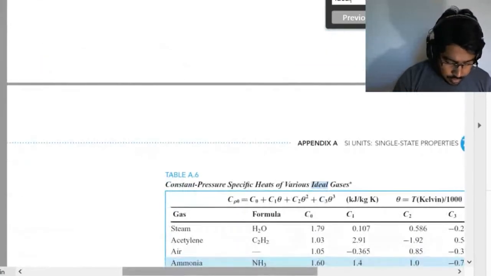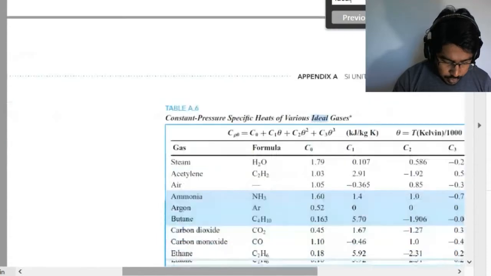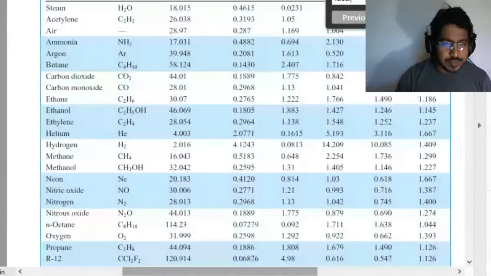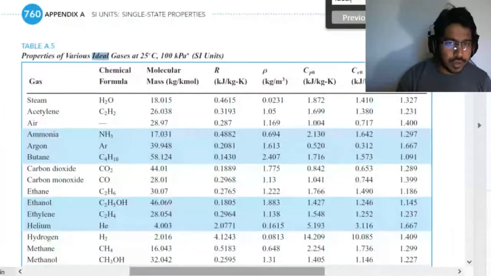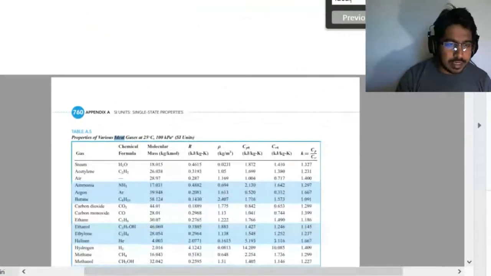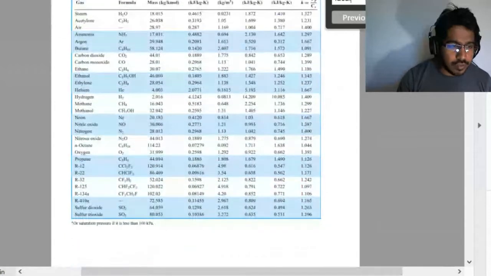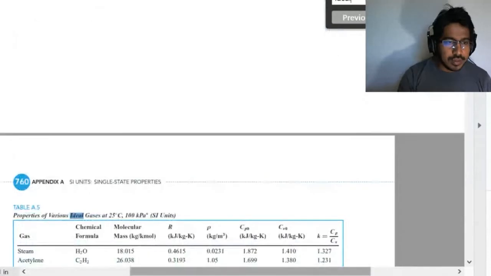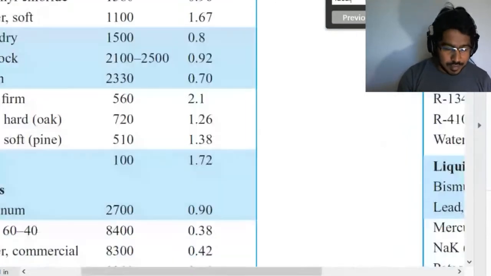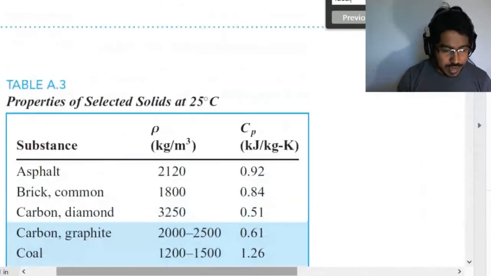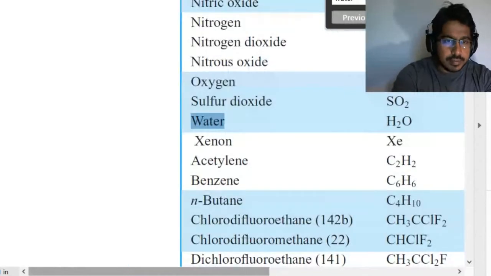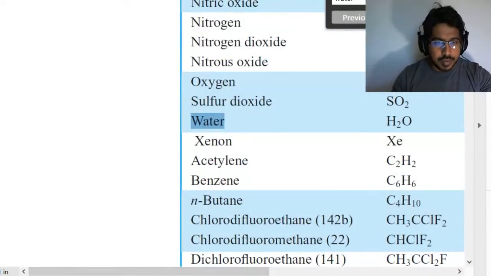And we don't find water. Now what? We don't know the ideal gas constant, right? So now what can we do? We are stuck, right? But wait, we have a solution for that. I would search water and then come here.